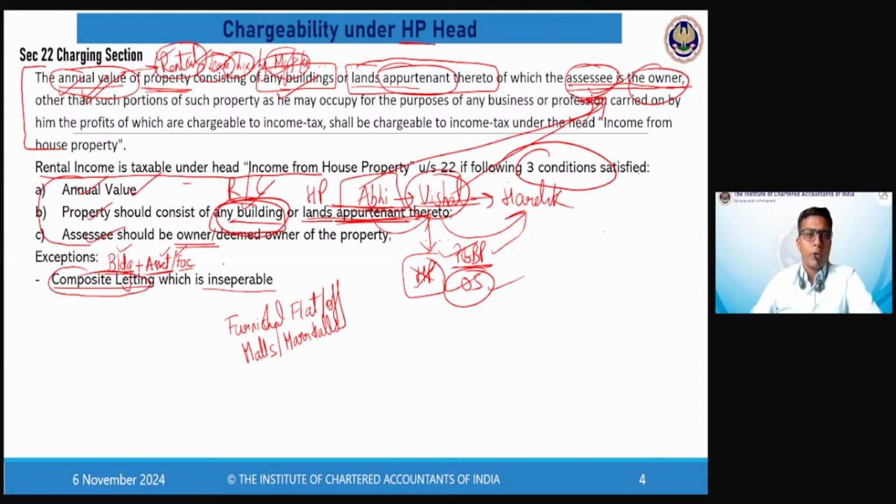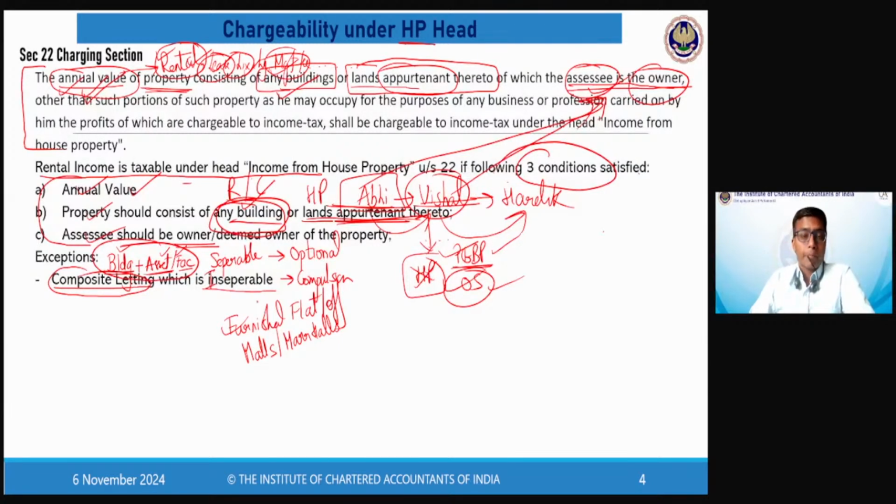Now, composite letting may be of two types. First is separable, the other is inseparable. Now, you'll say, sir, what is the difference? The difference is where giving both together is a compulsion. It is called as inseparable. Where giving both is optional, like many times in a furnished flat. You want, I will give you a naked flat. I have furniture, but if you want, I'll remove it, you can take the naked flat. Or you want, I'll give you the furnished flat because anyways I have the furniture.